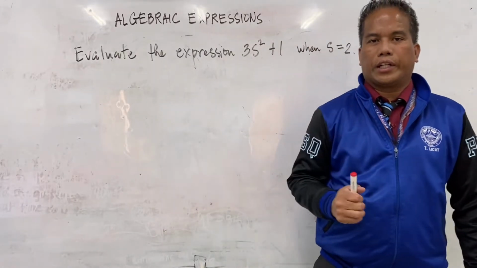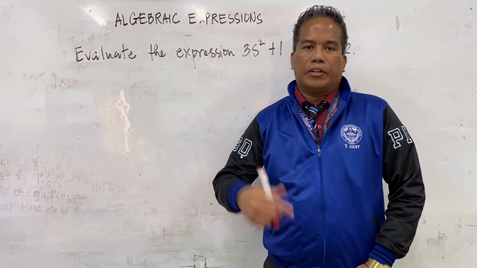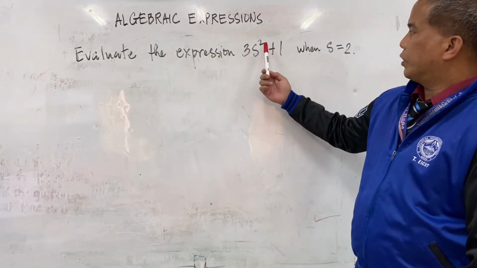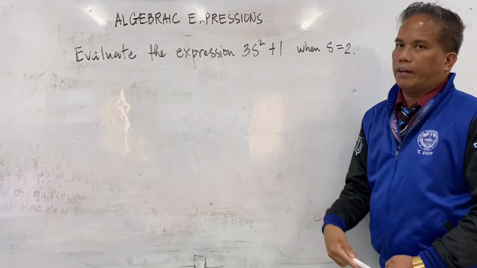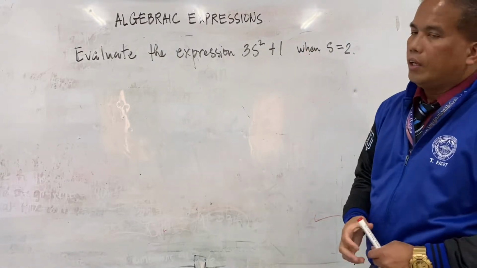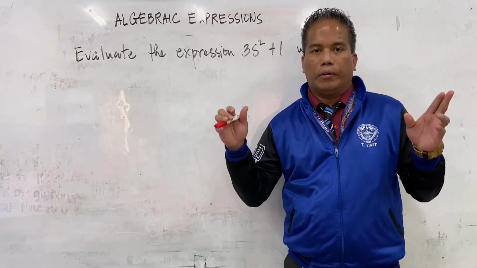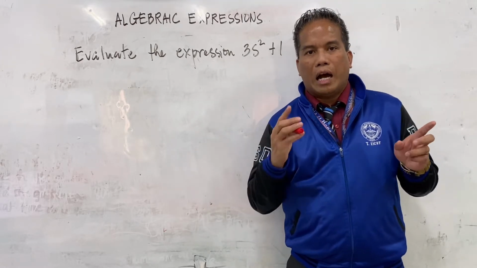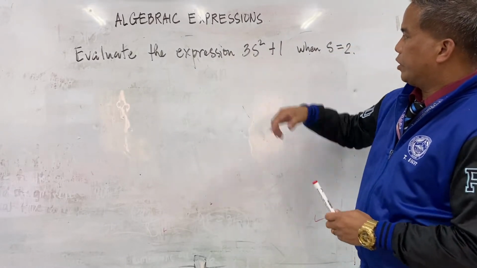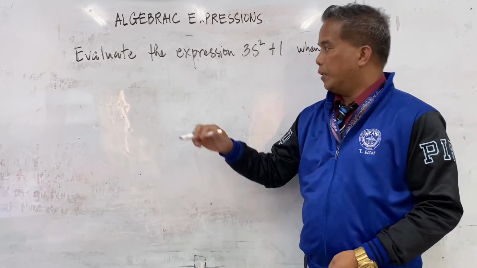So let us answer this question. This question is about evaluating algebraic expressions. Evaluate the expression 3s squared plus 1 when s equals 2. So there's a given condition here, s equals 2. So when we evaluate algebraic expressions, all you have to do, class, is apply substitution. So from here, algebraic expression 3s squared plus 1. So this will be your solution.